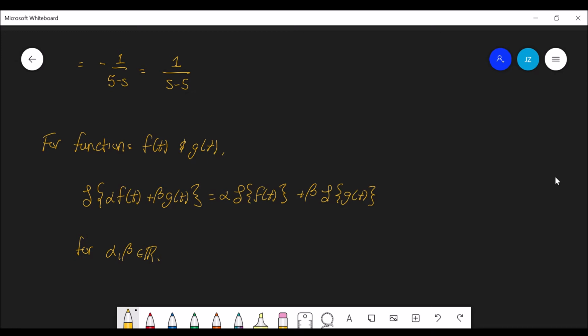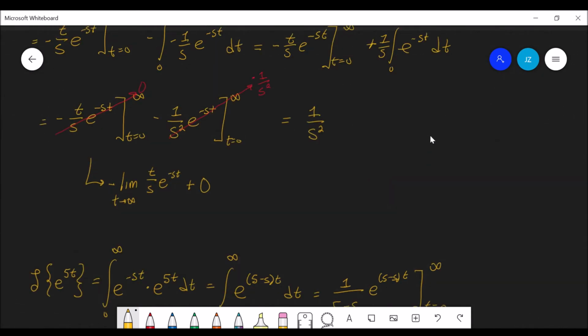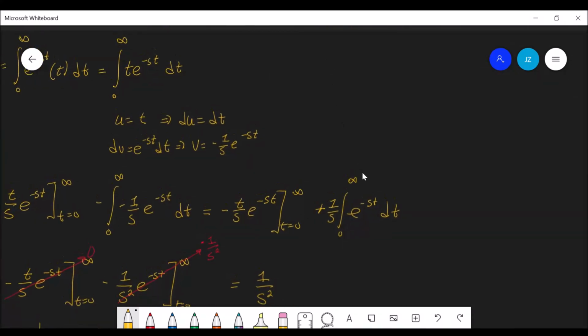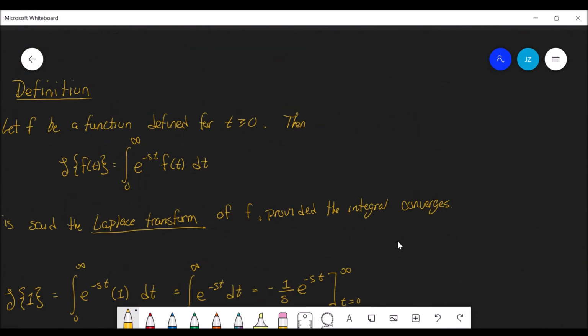They actually don't have to be real numbers. They can be complex numbers, as long as they're constants. Now, this follows from the fact that the Laplace transform is an integral, and the integral is linear. So I'm now going to give you the Laplace transforms of several basic functions.